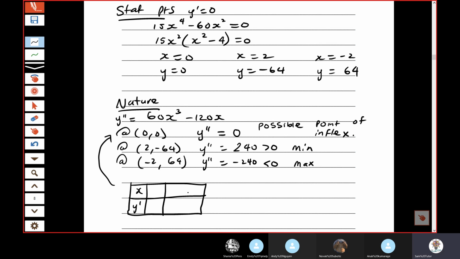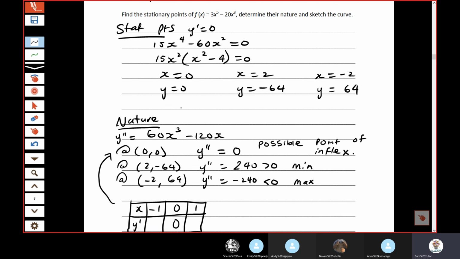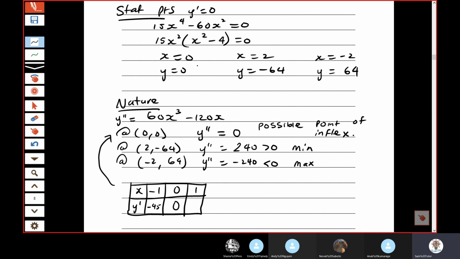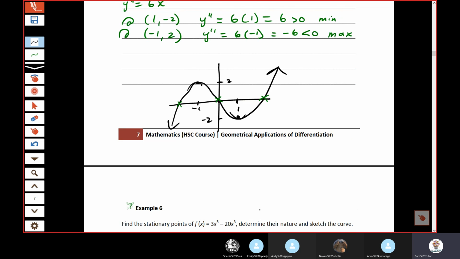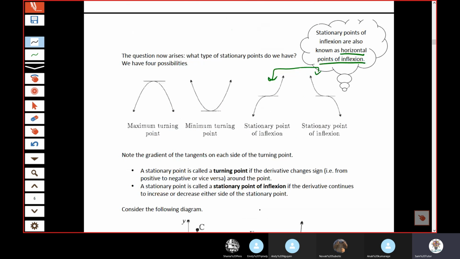X, y dash. There's 0, there's negative 1, there's positive 1, there's 0. Sub in negative 1 into where? Into y dash. That's why it's y dash table. All right, so y dash is here. You get 15, take away 60, which is negative 45. Again, 15 take away negative, what? Negative 0, negative? That looks familiar, doesn't it though? Isn't that horizontal point of inflection business? Remember that? Let me scroll up, just so you guys can see it again. Remember? There was this one, maximum turning points, minimum turning points, and then there's these two.